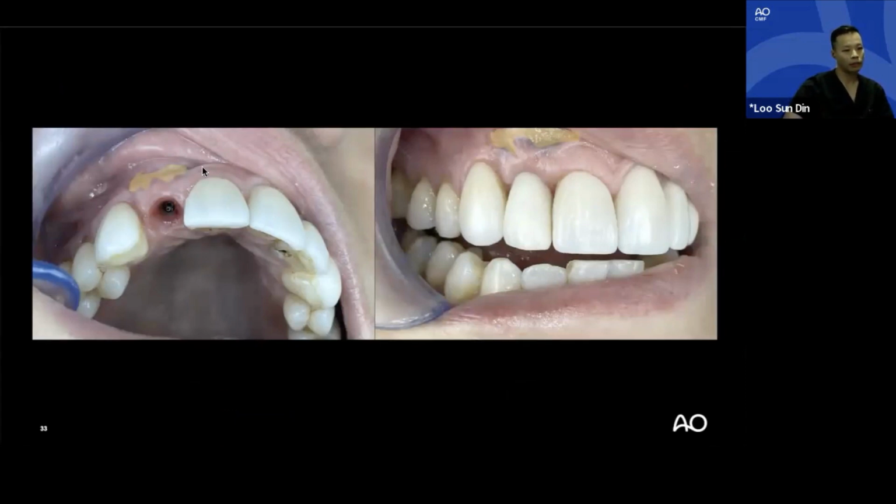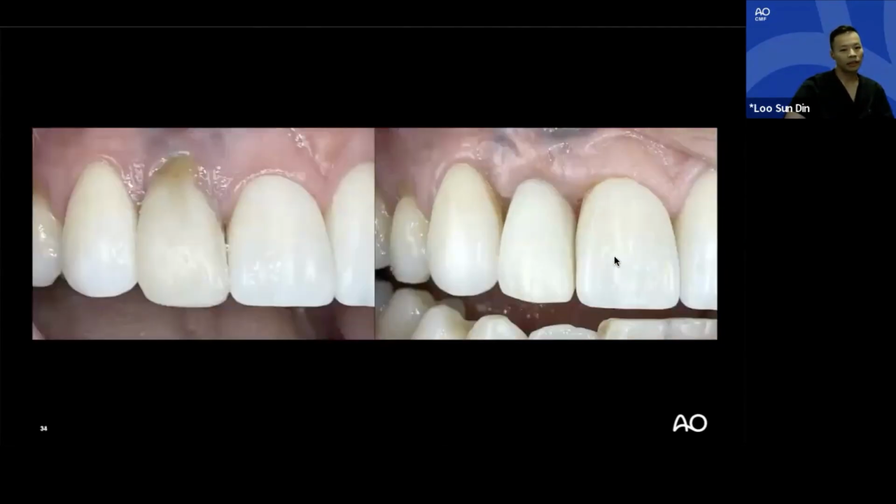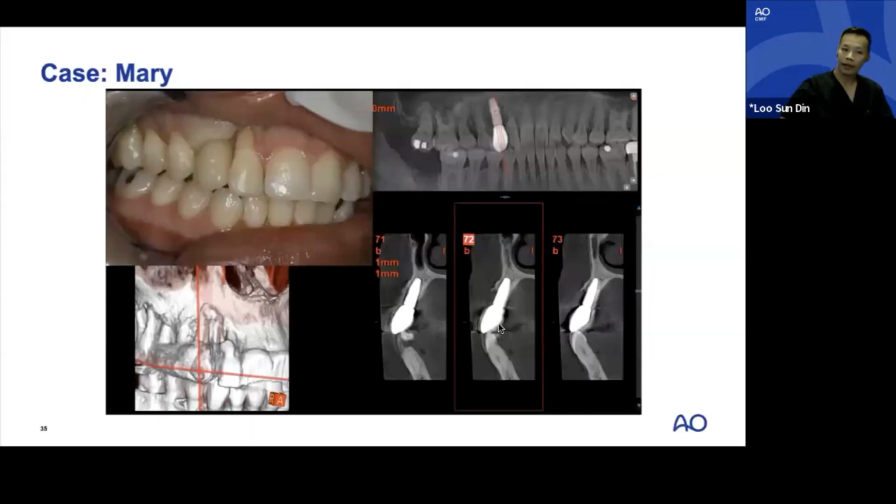We get good, rich contour and buccal keratinized mucosa. We even managed to migrate the stain of discolored mucosa cephalically. Pretty good. If we compare before and after, pretty decent. I'm pretty happy with the outcome. We move on to the next case.